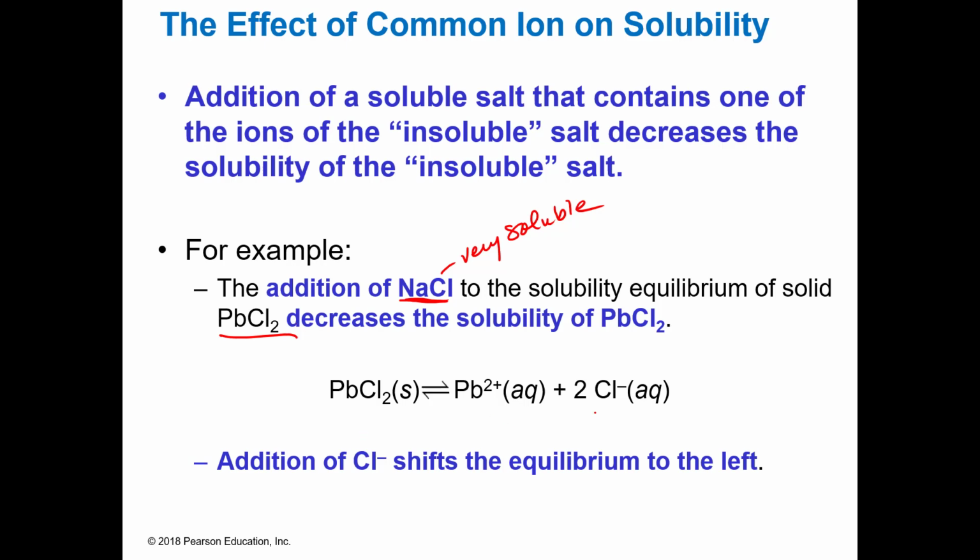So what I'm doing is sodium is going to be a spectator. It's going to be on both sides. But I'm adding chloride. And if you remember from Le Chatelier, if I have chloride on my product side and I add chloride, I'm going to shift that equilibrium to the left, which means it's going to shift towards the solid form, which is going to make it even less soluble than it was.